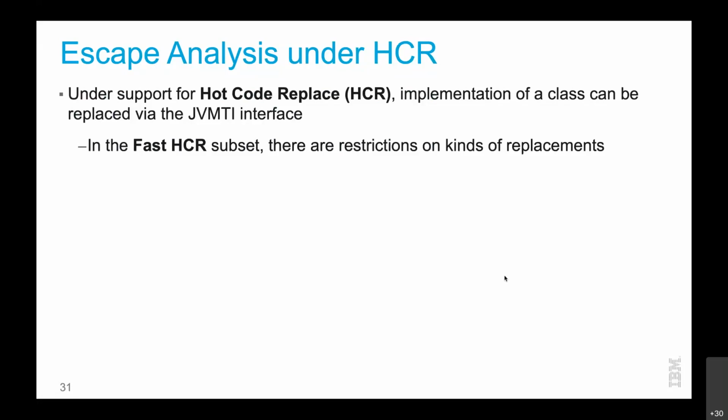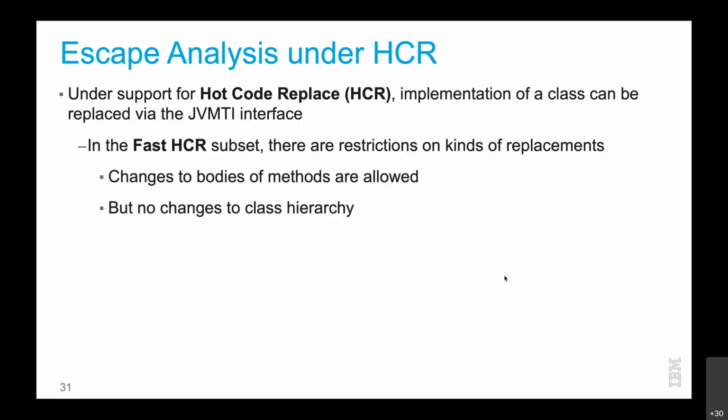There's a subset of HCR. In general, HCR is allowed to make fairly arbitrary changes to the implementation of a class, but there's a subset of HCR known as fast HCR, in which there are certain restrictions that are placed on the kinds of replacements that might happen. And those include changes to the actual body of a method. So the implementation of a method, the bytecode that appears in it, can be replaced at any point during execution when HCR is enabled.